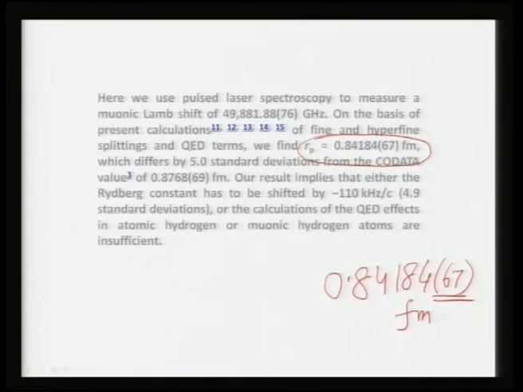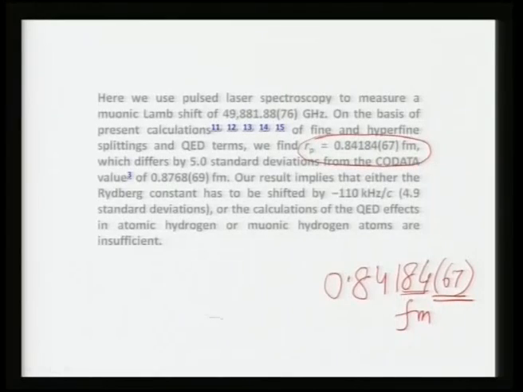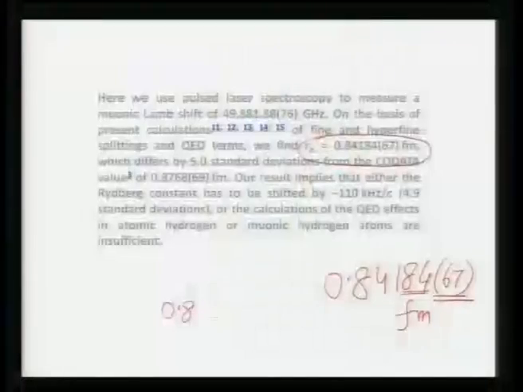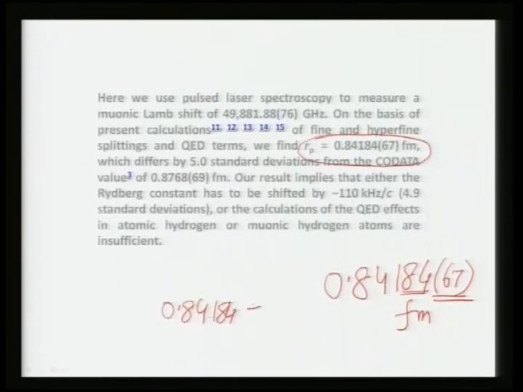This is the way to write the uncertainty in the result. From the experiment they have derived this value, 0.84184 femtometers, but then there are some experimental uncertainties involved. Those uncertainties have been estimated, calculated, found out, and this 67 says that the last 2 digits of the number can be different by this amount. So, it is essentially another way of writing 0.84184 plus minus 0.00067.